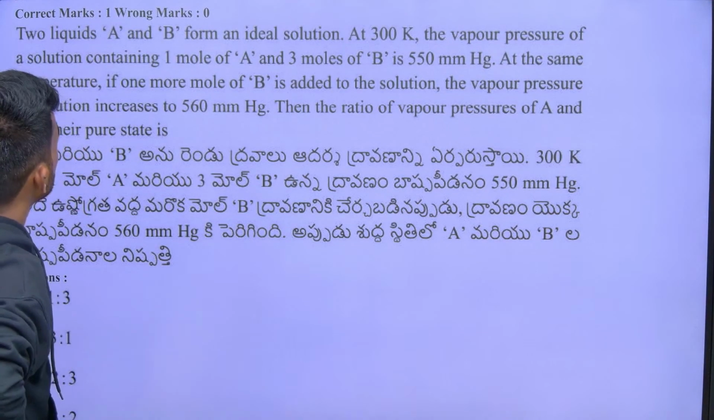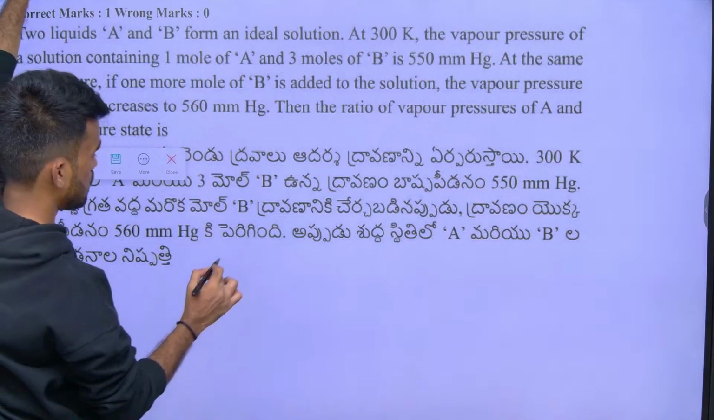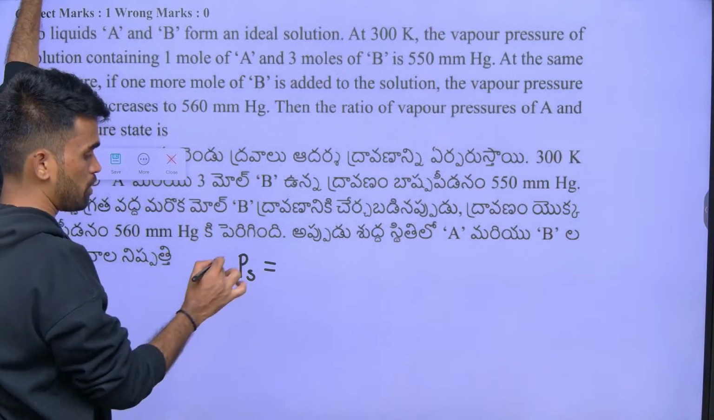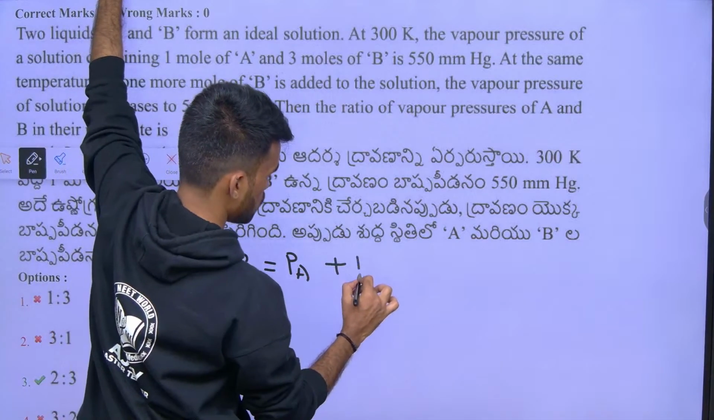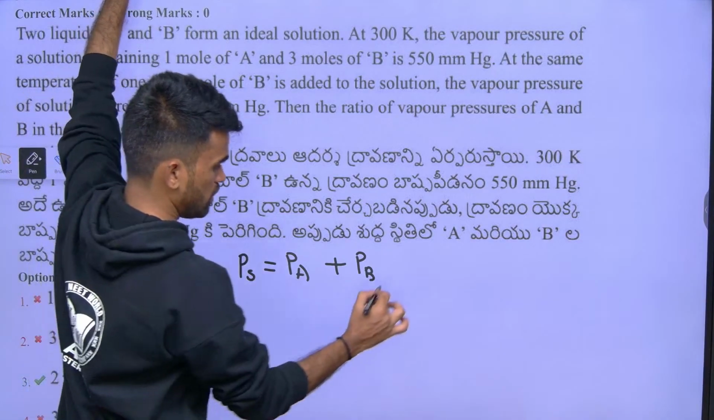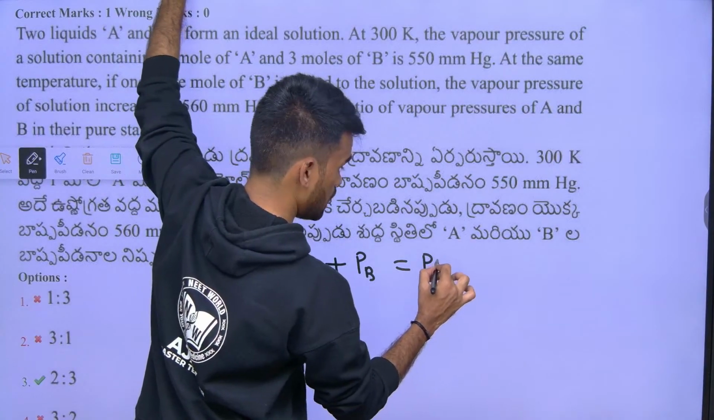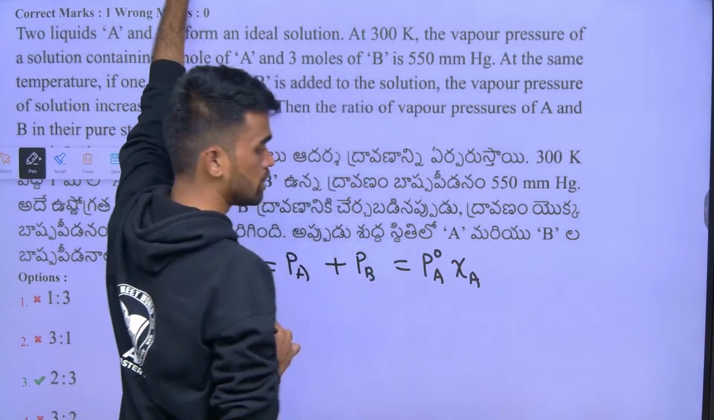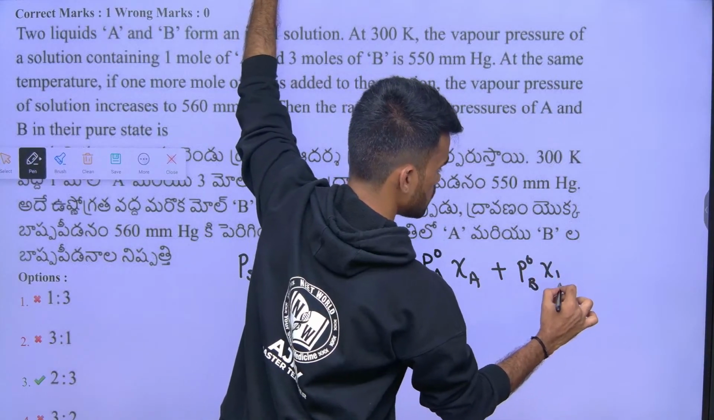So what is Raoult's law we have for ideal solutions? P total, or P solution, the vapor pressure of the solution, equals the vapor pressure of component A and the vapor pressure of component B in the solution. Again, the vapor pressure of component A in the solution I can write as the vapor pressure of A in its pure state, P naught A, times the mole fraction of that component in the solution, chi A, plus P naught B chi B. This is how we can write it.